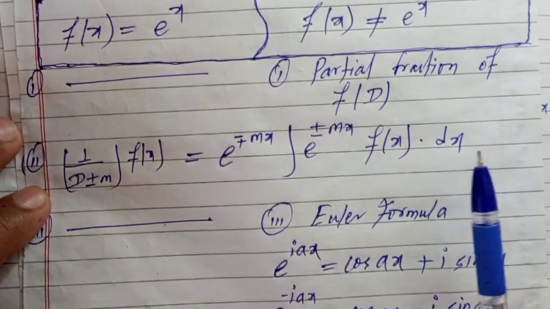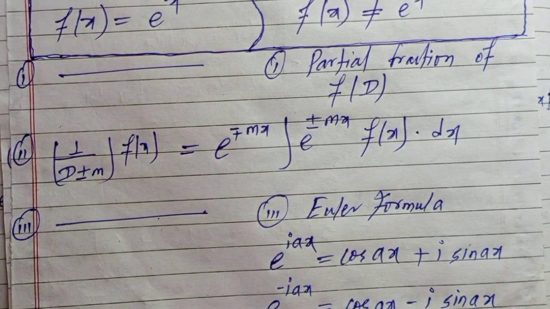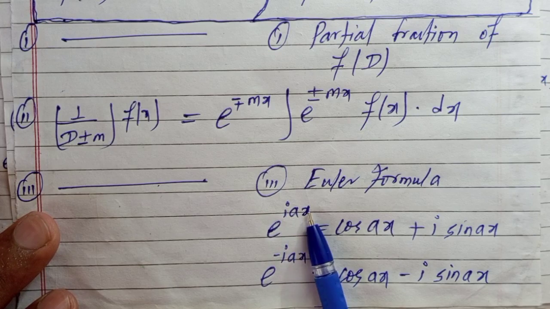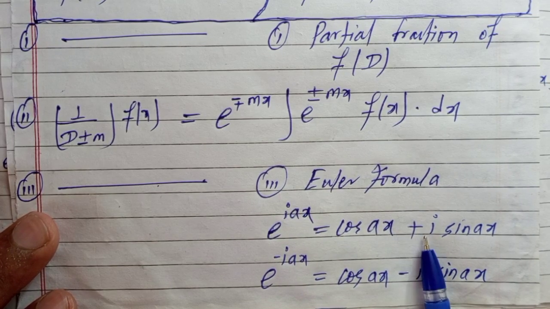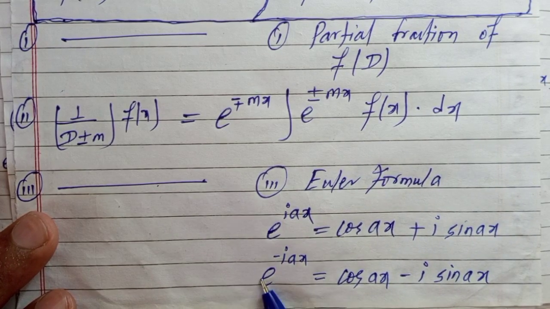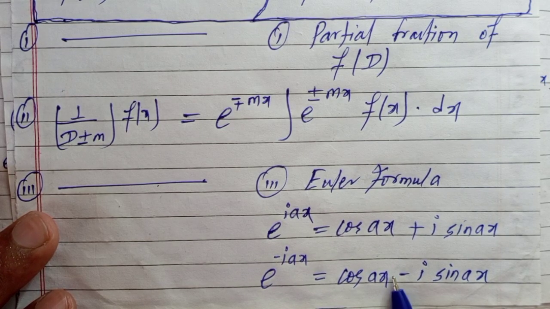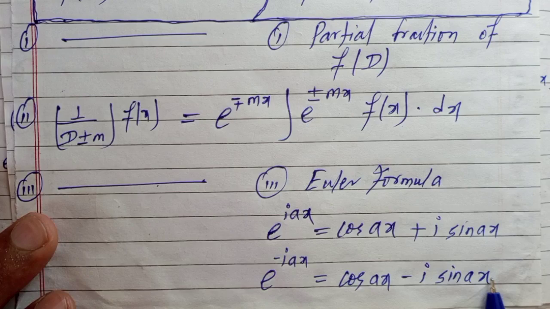Then after we are going to use Euler's formula, which is given by this. Means e to the power ix equals cos ax plus i sin ax. Suppose if there is e to the power minus ax, then we are going to use cos ax minus i sin ax.